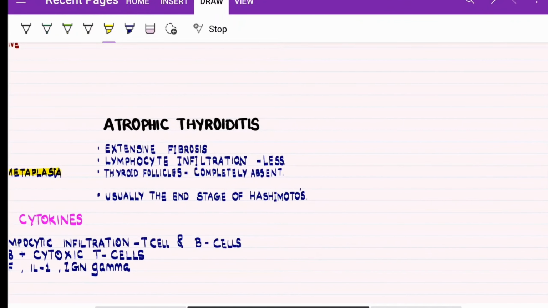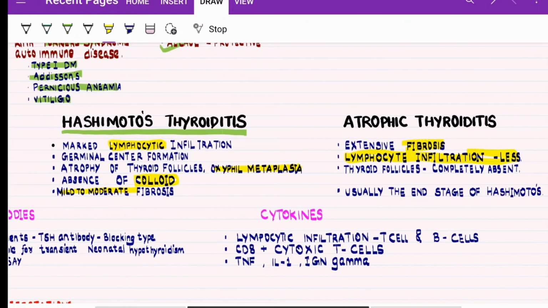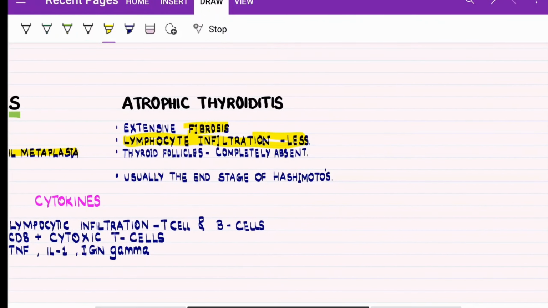In the atrophic stage, there is extensive fibrosis, a very late stage. Lymphocyte infiltration will be less. Why? Because lymphocyte infiltration is mostly seen in the early stage, that is Hashimoto's thyroiditis. Later, the immune system won't get stimulated that much. The thyroid follicles will be completely absent. Usually, the end stage of Hashimoto's is atrophic thyroiditis.